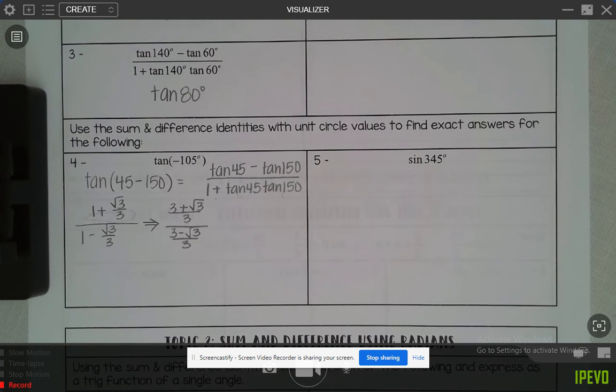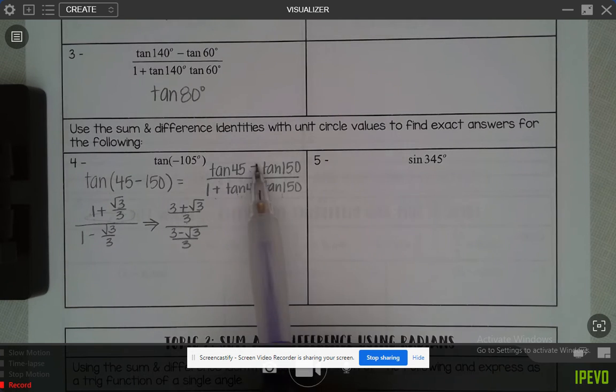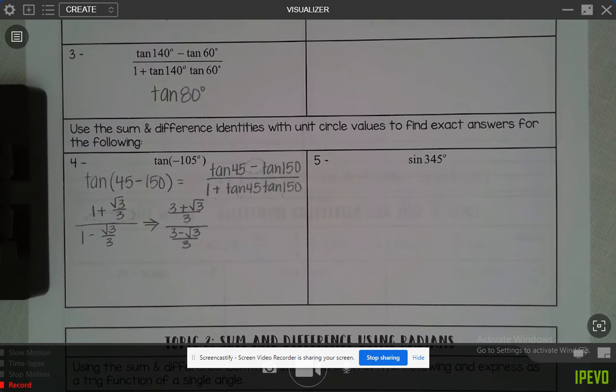So why is it 1 plus radical 3? Because the tangent of 45 degrees is 1, and the tangent of 150 degrees is negative radical 3 over 3. So shouldn't it be 1 minus a negative radical 3 over 3? Because the formula has to be subtraction up here. It becomes addition when you're in the second or fourth quadrant. Does that make sense?